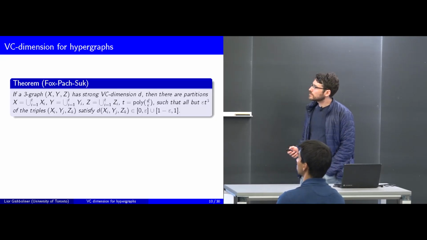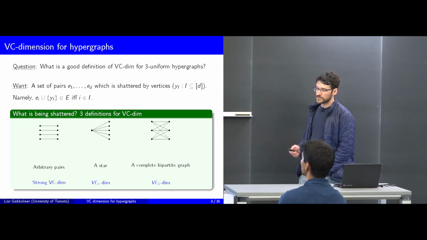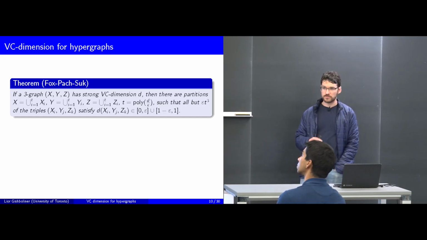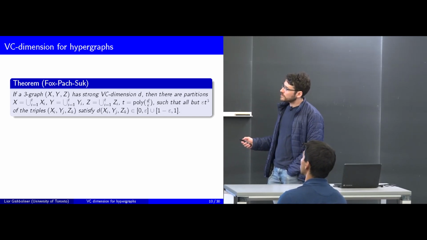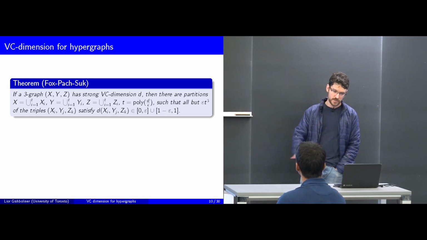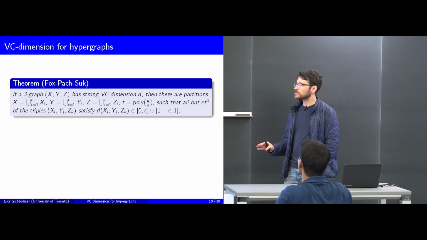First, the first option, where I don't make any assumption on how these pairs behave. It turns out that in this case, this behaves similarly to the graph VC dimension. It's very, very similar. If I have a 3-uniform hypergraph and this strong VC dimension is bounded, then there are partitions of the parts of X, Y, and Z, the number of parts is only polynomial in 1 over epsilon, and almost all of the triples xi, yj, zk have density close to 0 or 1. So it's exactly the same statement for hypergraphs, so nothing new. Maybe this is not the interesting case to look at.